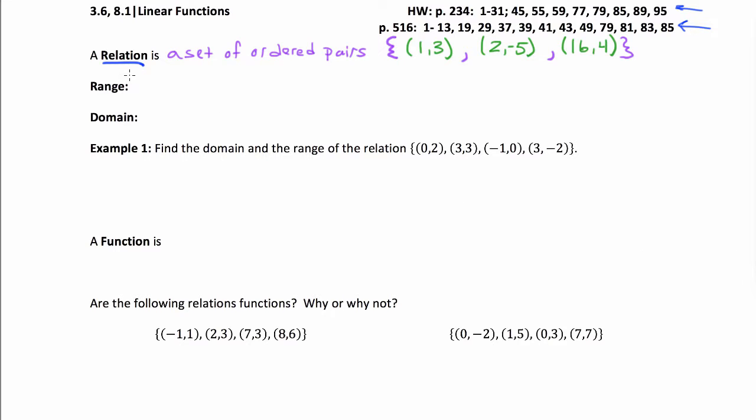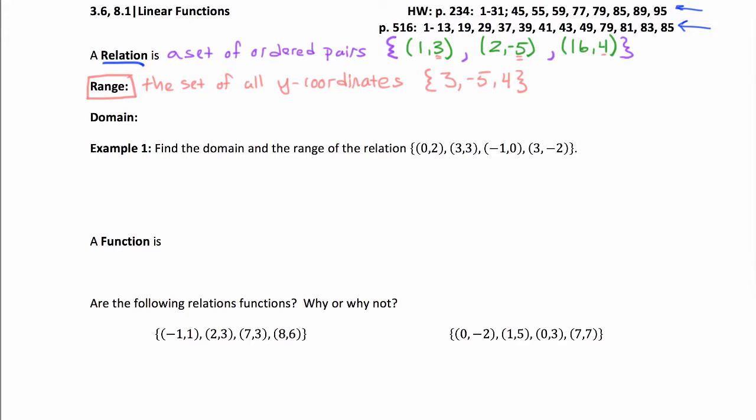So there's 2 big ideas with relations. The range is the set of all y coordinates. So, for example, here, my y coordinates, I have a 3, I have a -5, I have a 4. So the range of this relation is the set containing the numbers 3, -5, and 4.